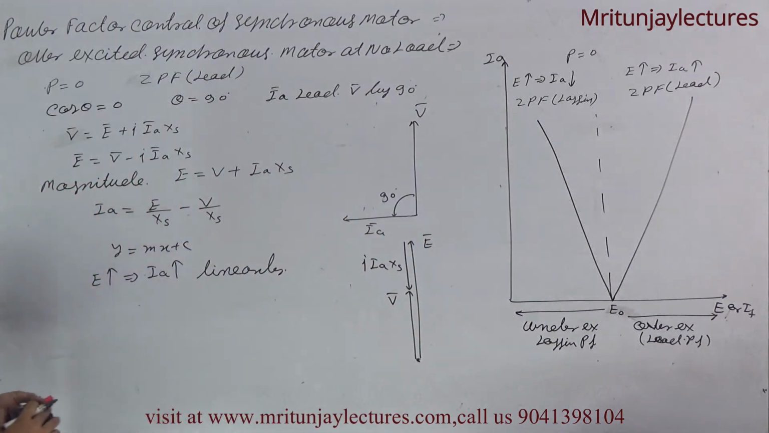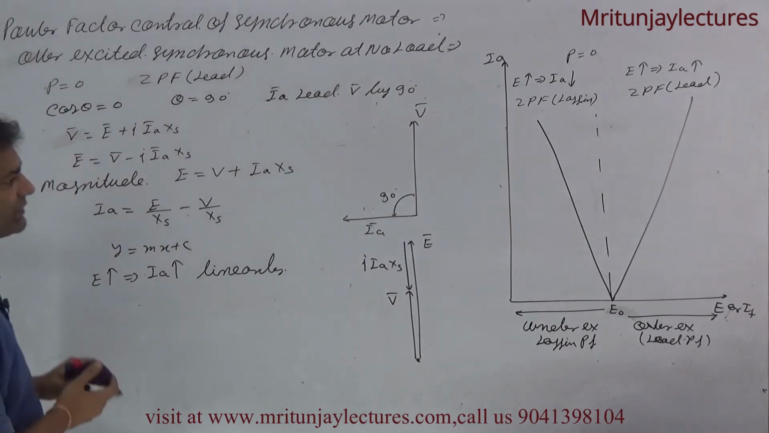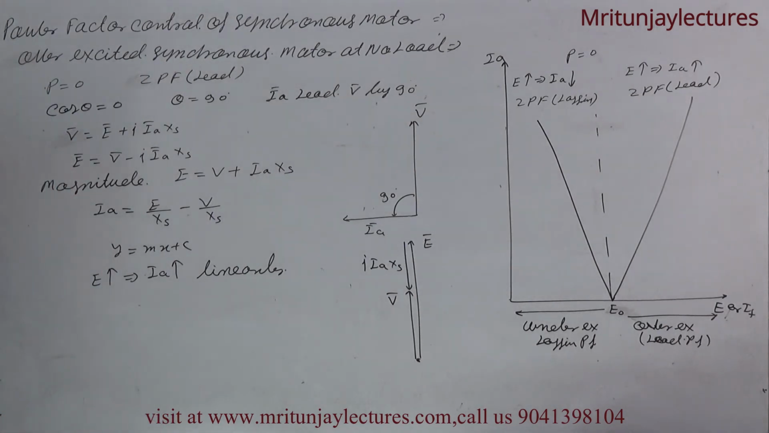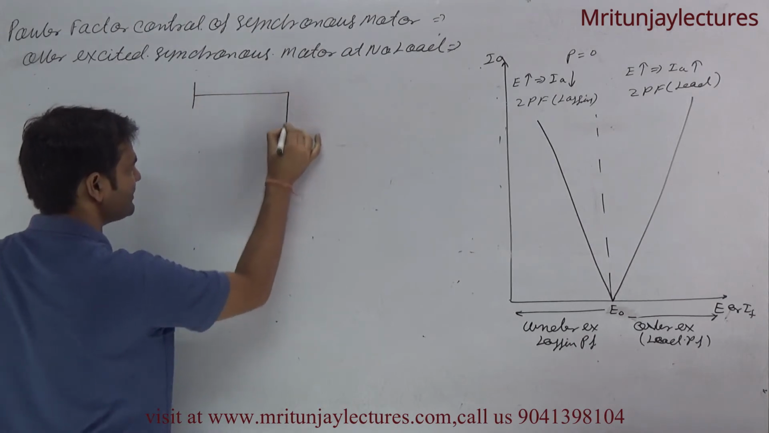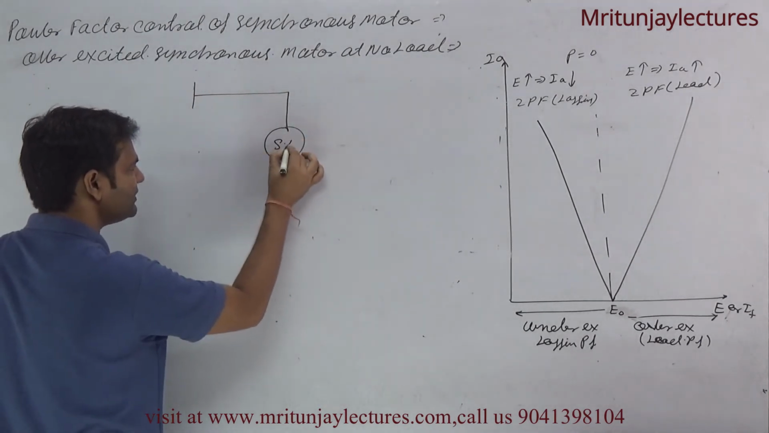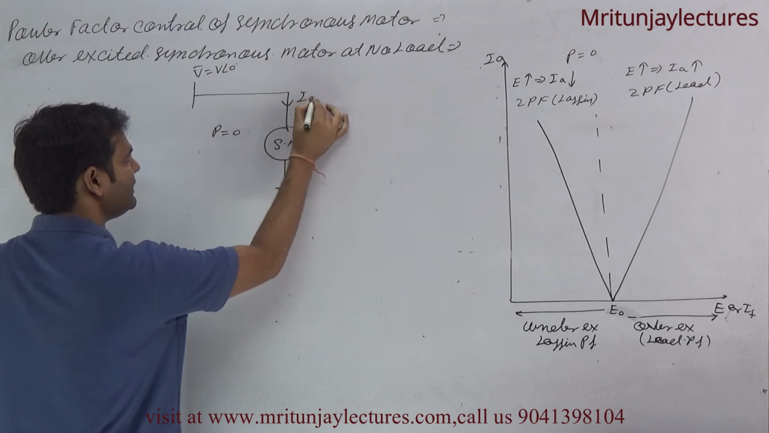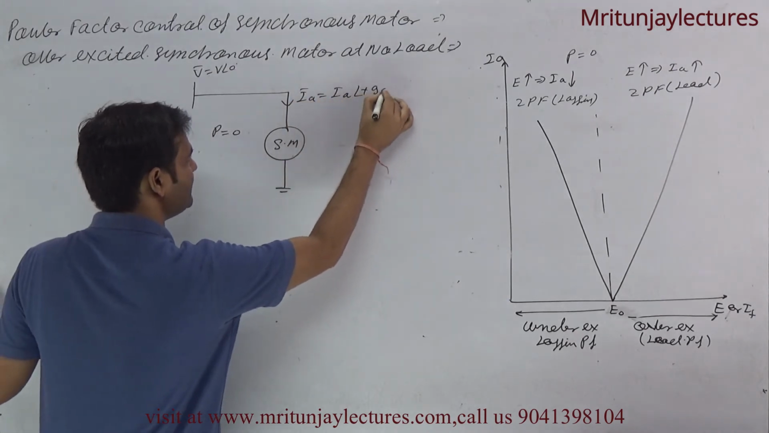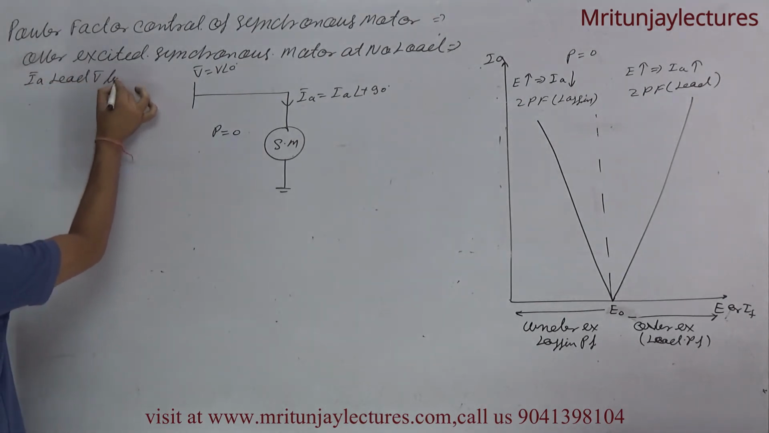Now we are focused on a practical application, one by one. First one, discuss overexcited synchronous motor at no load. After that, we will focus on under excitation. Now, in case of overexcited synchronous motor at no load, first of all, for this synchronous motor at no load, P is equal to 0. And what about V? V at the angle 0. And IA is written as IA at the angle plus 90 degree. Clear? Means IA leads V by 90 degree.